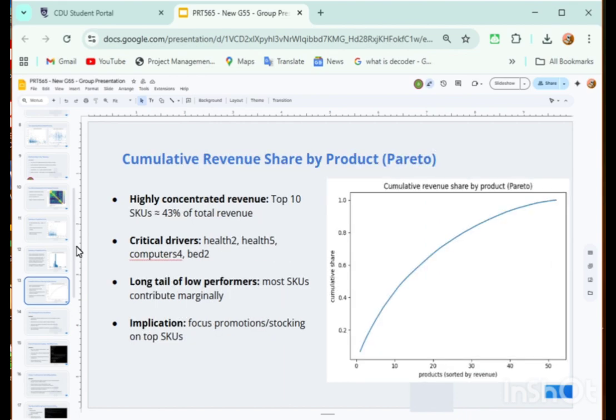So next is the Pareto graph. In the Pareto distribution and revenue drivers, our final EDA insight was on revenue concentration. We found a classic Pareto, or long tail, distribution. Just the top 10 SKUs generated nearly 44% of all revenue. Products like Health 2 and Computer S4 were critical drivers. This concentration validated our strategy to eventually use segment level forecasting. We'll need premium analytics for the high impact SKUs and simpler approaches for the long tail.